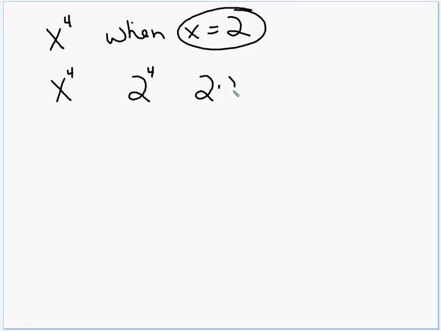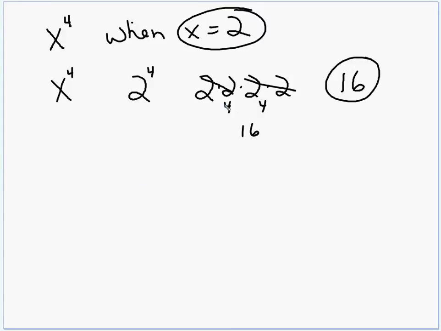So 1, 2, 3, 4. Now you don't need to write all these out on your papers for your homework or tests or quizzes, but some of these I think are going to be hard to do in your head if you don't write them out, okay? So 2 times 2 is 4, and 2 times 2 is 4. 4 times 4 is 16. So the answer is 16.